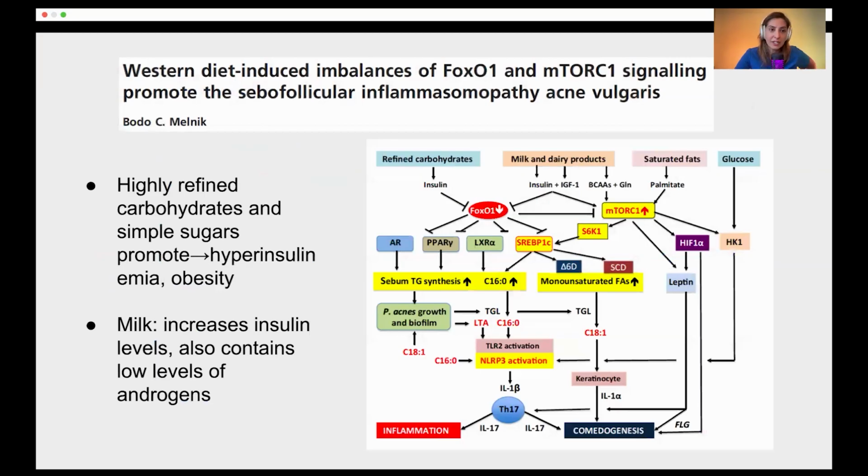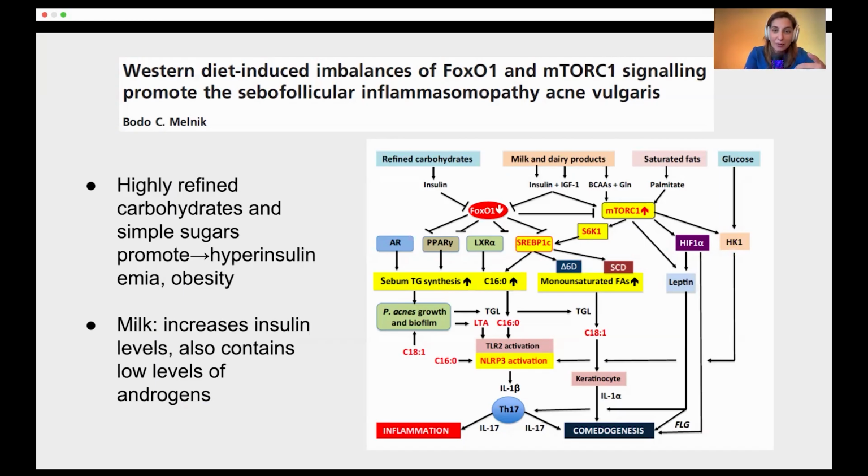And so the next slide is going to talk about the Western diet, and it's also showing some mechanistic figures here of how the Western diet induces imbalances of FOXO1 and mTOR signaling. And we know mTOR signaling is going to promote your sebaceous gland and your sebofollicular inflammasomes that lead to acne vulgaris. So we've known for a while that diet is correlated to acne.